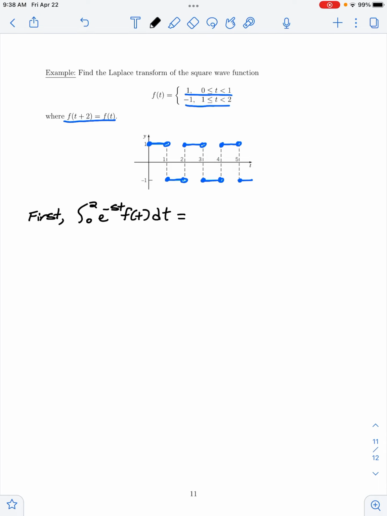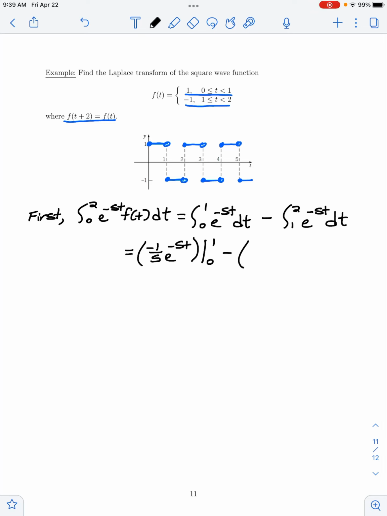We could split our integral into the sum of two integrals, the first of which from 0 to 1, where the value of our function would be a positive 1. And then we would add the integral from 1 to 2 of e to the negative st times f of t, which has a value of negative 1 on that interval. So let's evaluate these expressions. We now have an antiderivative of negative 1 over s e to the negative st. For the first integral, we're evaluating from 0 to 1. And then I'm subtracting negative 1 over s e to the negative st, evaluated from 1 to 2.